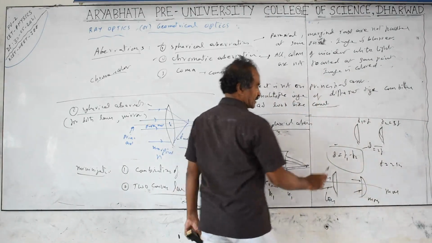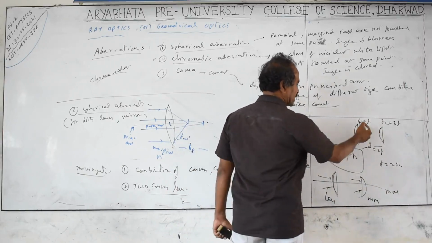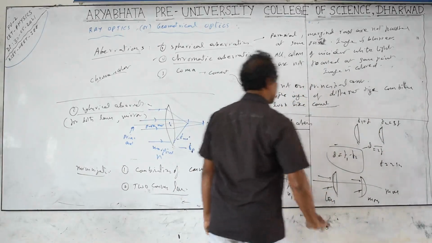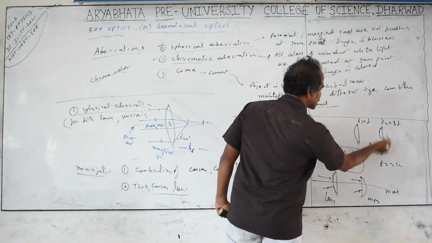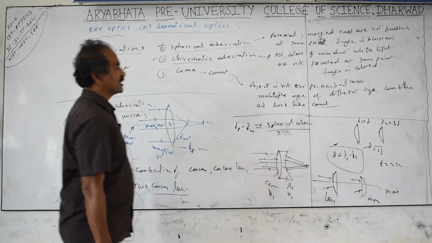So instead of two double convex lenses, generally plano convex lenses are used. For plano convex lenses, if the curved surface faces the incoming rays, then the aberration is less. It is not eliminated. By taking a combination of two lenses, double convex or plano convex, this condition eliminates the spherical aberration.